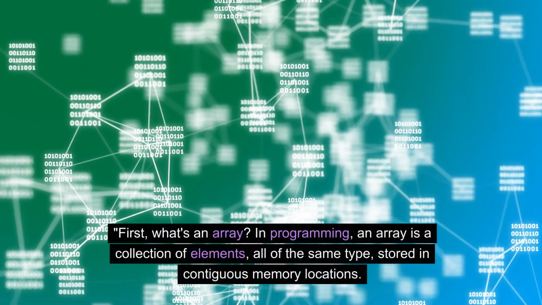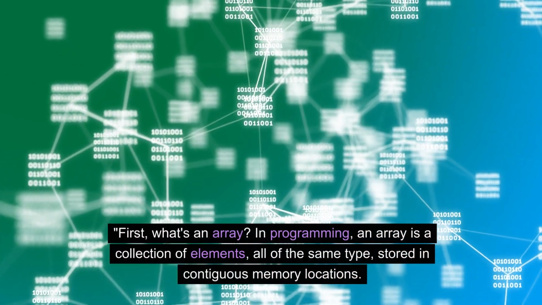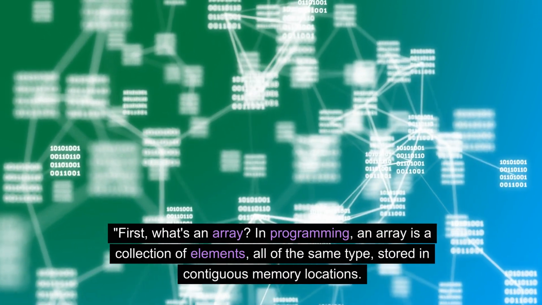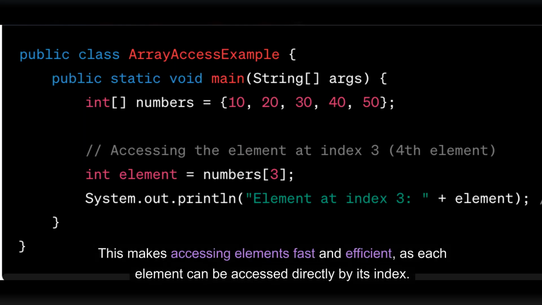In programming, an array is a collection of elements, all of the same type, stored in contiguous memory locations. This makes accessing elements fast and efficient, as each element can be accessed directly by its index.